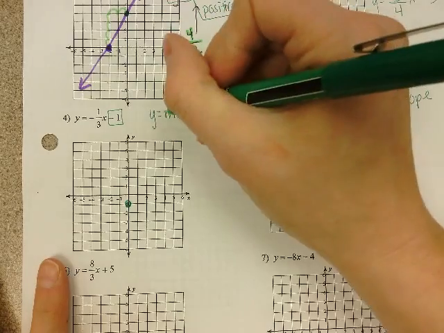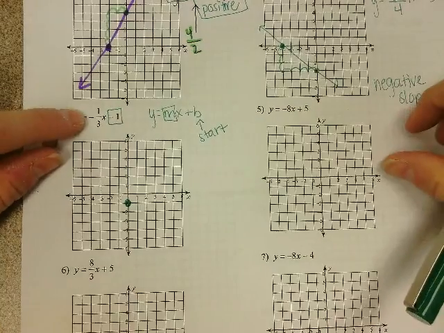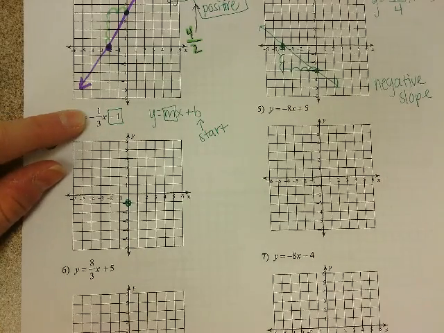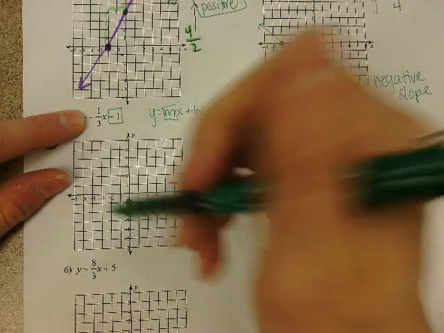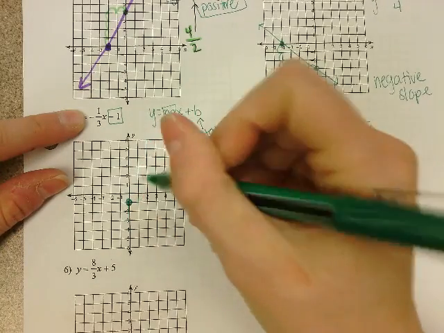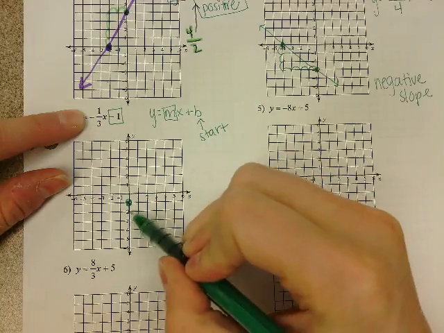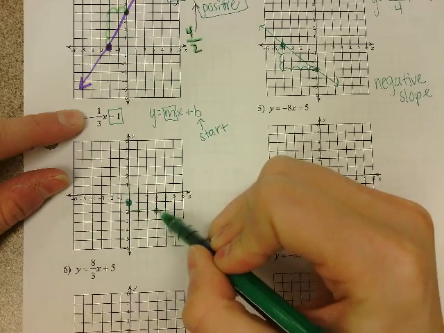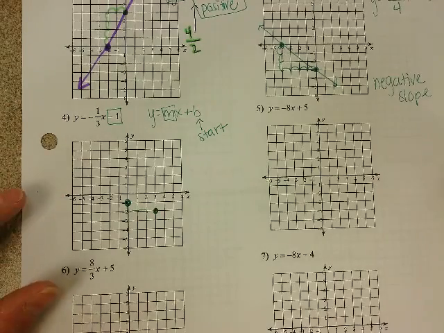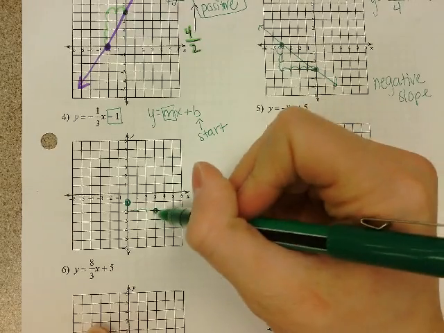All right, now we're going to look at our slope. Okay, it's negative, so am I going to go up or down? Down, down 1, and then right how many? 3. 1, 2, 3. All right, I'm going to repeat that process. Down 1, right 3.